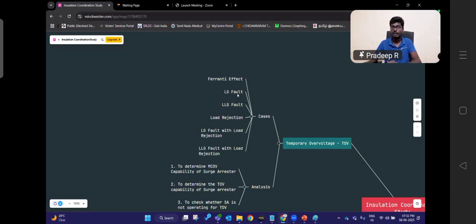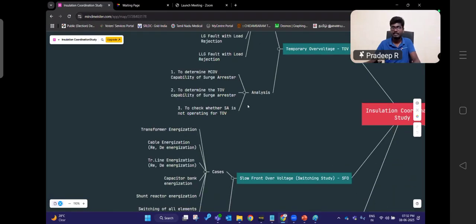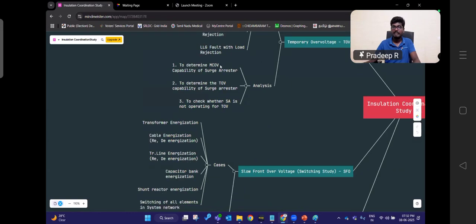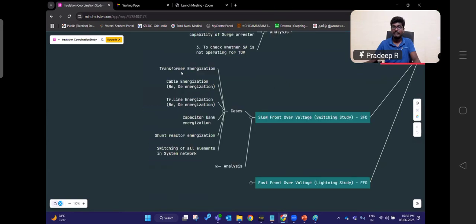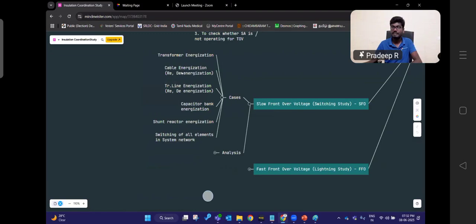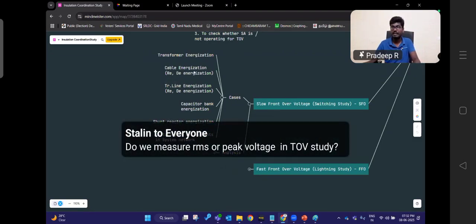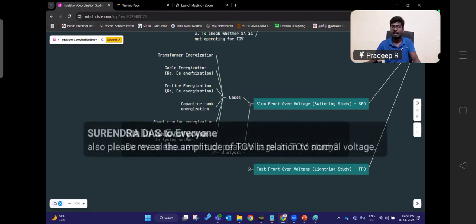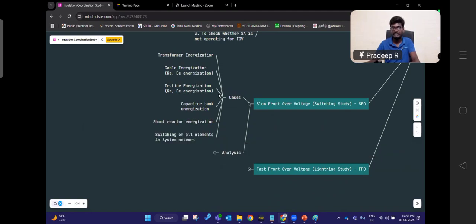Depending upon the locations, the case numbers will be raised here. Similarly, for transformer energization and cable energization, not only energization but also re-energization and de-energization of the cable will sometimes be noted. Similarly for the transmission line, it can be energized, re-energized, and de-energized. Clear? After that, capacitor bank energization, right?